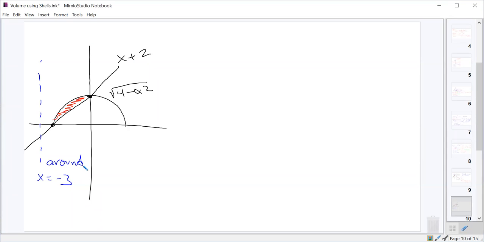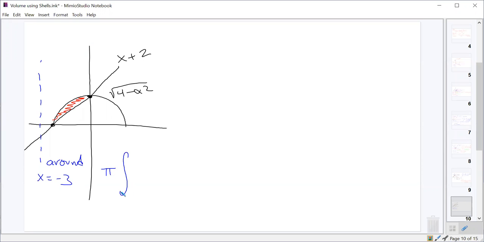So this is going to be a little bit more difficult. Maybe. We'll see. If we're going to go around a vertical line, what do we need to do in terms of slicing? Which way do we need to slice it to get washers? Horizontally, right? And if we're going to slice it horizontally, that means that we have to do everything in terms of y. So this is going to become pi times an integral.